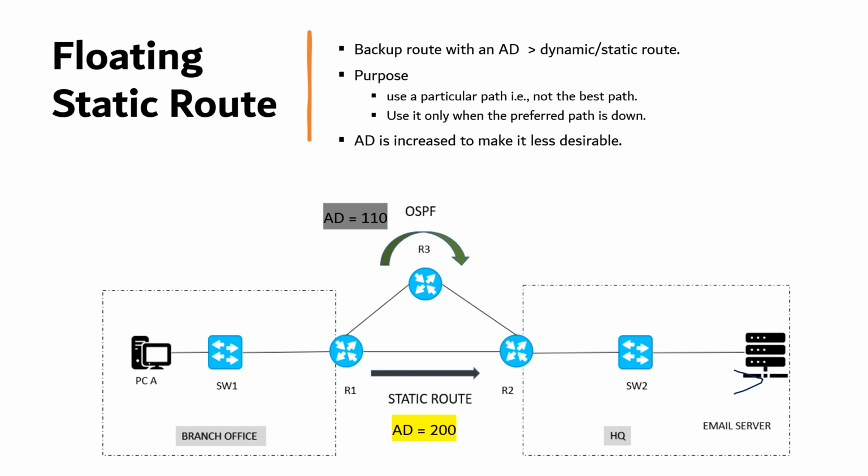So in this way, this static route floats and it is not used when the route with a better AD is active. Here you can see OSPF has a better AD. However, if the preferred path is lost, the floating static route can take over and traffic can be sent through this alternate route. So it is used as a float when the primary path fails. This static route is called a floating static route.